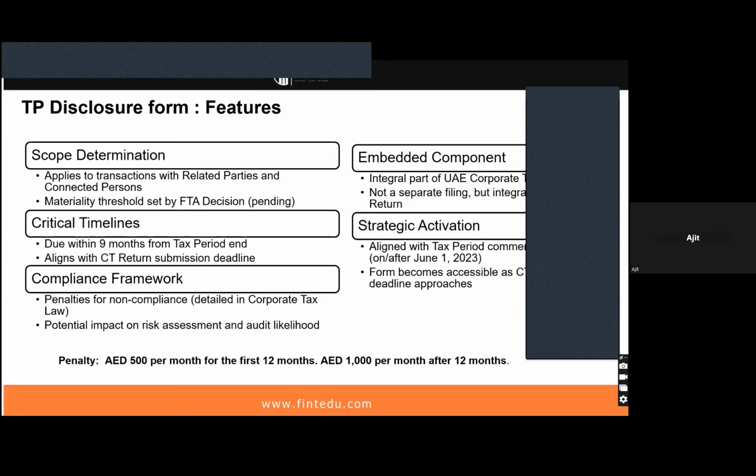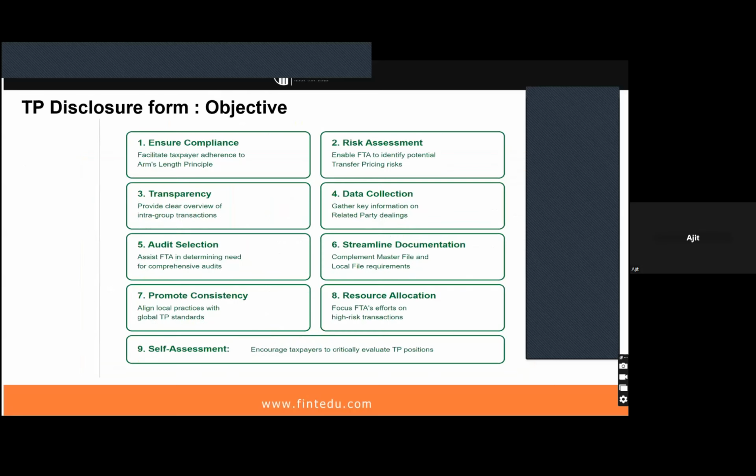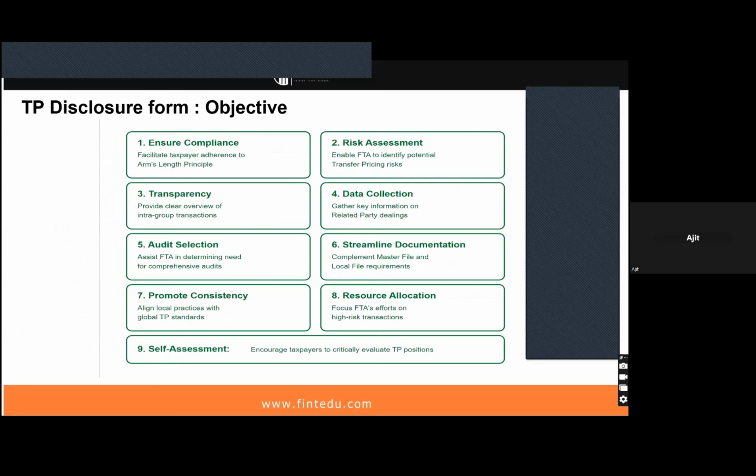So these are the broad features of these three sections, and why the TP disclosure form is not just a compliance document. It's a very strategic document, and its importance is increased because the local file needs to be attached along with it. So the entire analysis has to be done in advance.